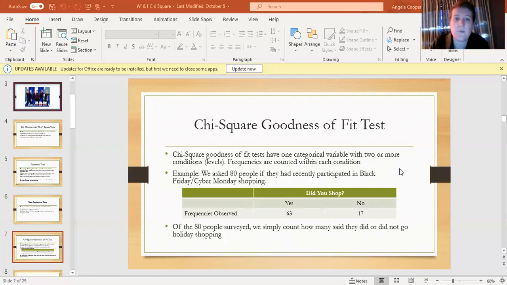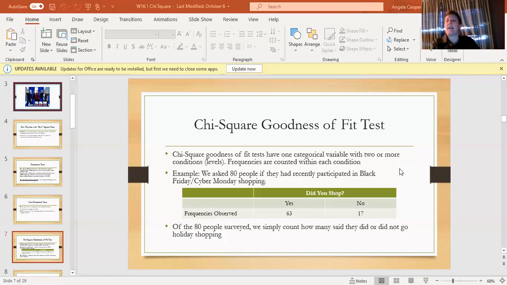So as a different example, here we have a chi-square goodness of fit test where we asked 80 people if they had recently participated in Black Friday or Cyber Monday shopping, so essentially just spending your money after Thanksgiving. Our question was, did you shop on Black Friday or Cyber Monday, yes or no? So we have our categorical variable of did you shop, and our conditions being yes or no.